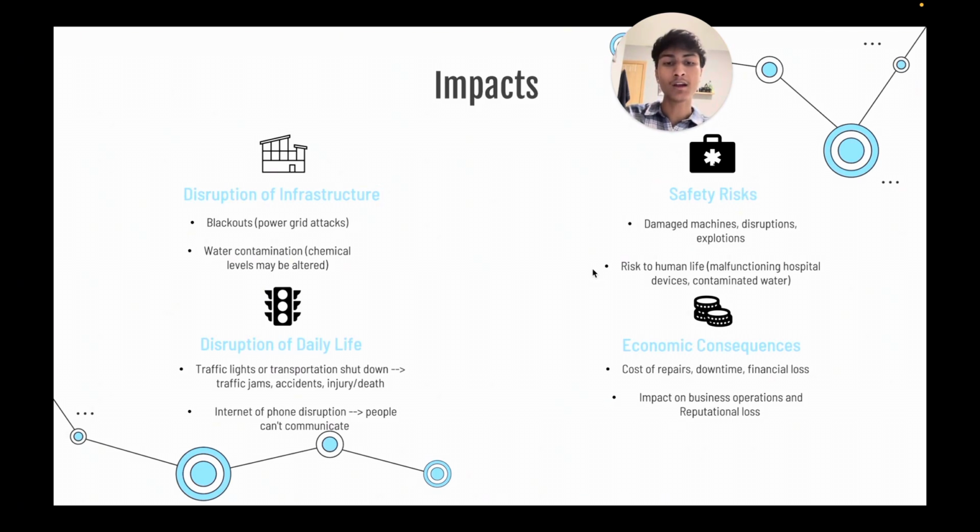Lastly, there are economic consequences. Businesses may lose money from system repairs, data recovery, or downtime. It may impact business operations and cause reputational loss and trust. In conclusion, this shows how cyber-physical attacks can create real-world damage.